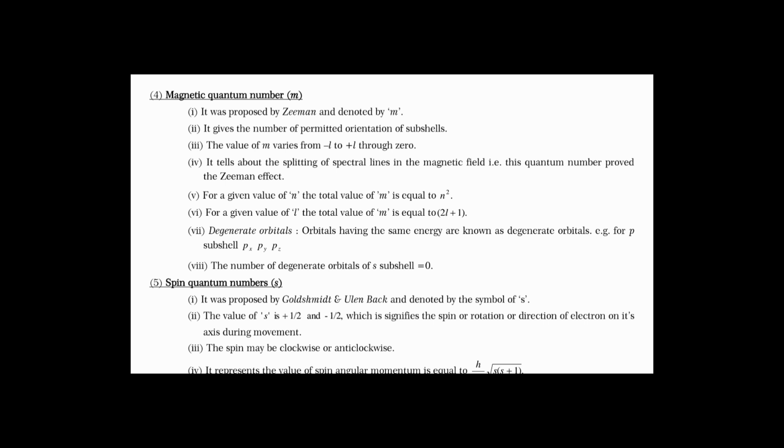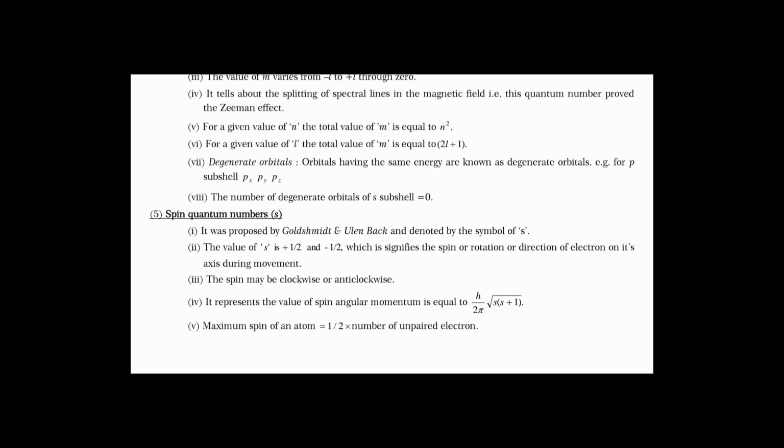These are the orbitals for p: px, py, pz, and the number of degenerate orbitals for the s subshell is 0. Spin quantum number, proposed by Goudsmit and Uhlenbeck. Its symbol is s, with two spins, positive half and negative half. The spin may be clockwise and anti-clockwise. The maximum spin of an atom is found by this formula: 1 by 2 multiplied by the number of unpaired electrons.